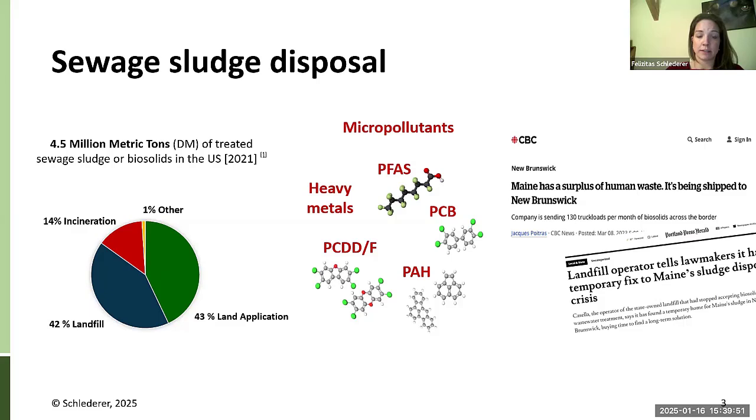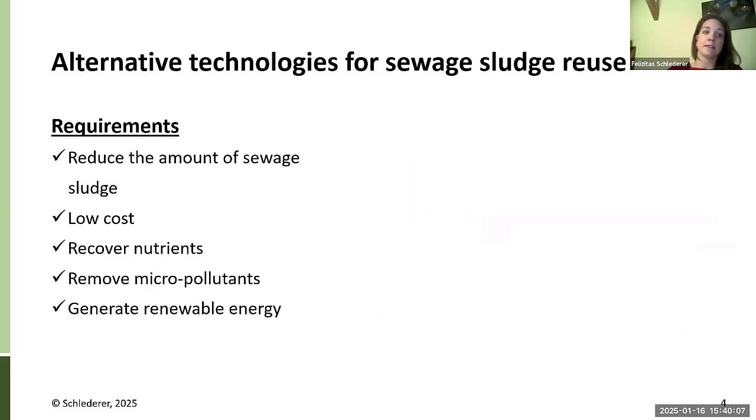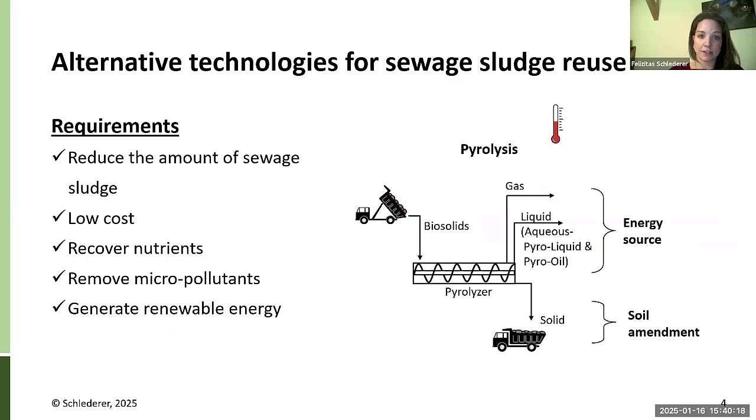Okay, we are generating biosolids every day, so we have to find a solution. The main solution was to send biosolids to Canada. I think it's not a solution. We need an alternative technology for reusing sewage sludge. This technology should reduce the amount of sewage sludge, be cheap, recover nutrients, ideally remove micropollutants, and generate renewable energy. One of these technologies is pyrolysis. I'm not explaining what a pyrolysis process is. Just shortly, we are generating a solid fraction, the biochar, the aqueous pyrolysis liquid and pyrolysis oil, and a gas fraction.